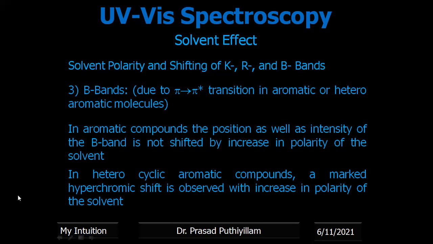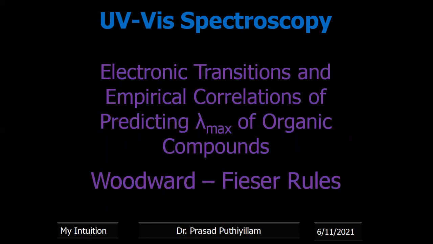So to know more about hyperchromic shift, please go watch my previous video. It is explained there: the bathochromic shift, hypsochromic shift, hyperchromic shift, and hypochromic shift. That is very important in case of UV visible spectrophotometry. Now, very important topic, that is electronic transition and empirical correlation for predicting lambda max of organic compounds.